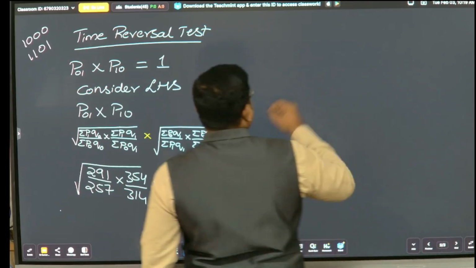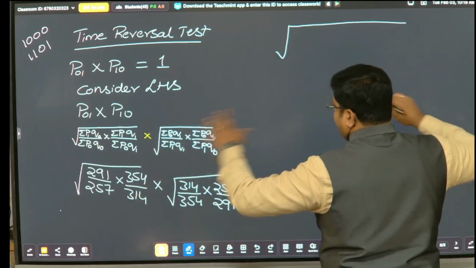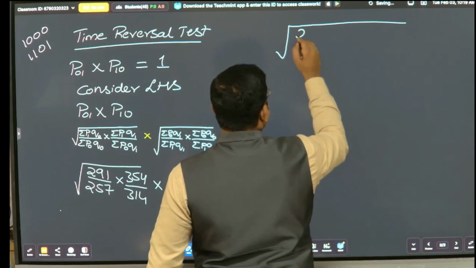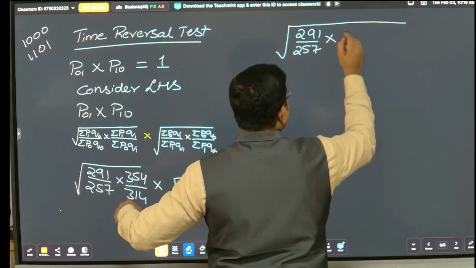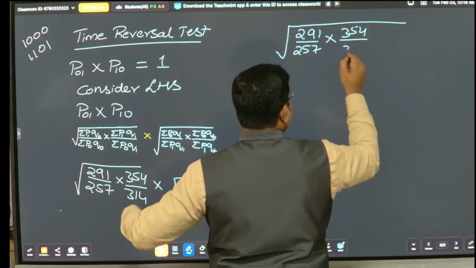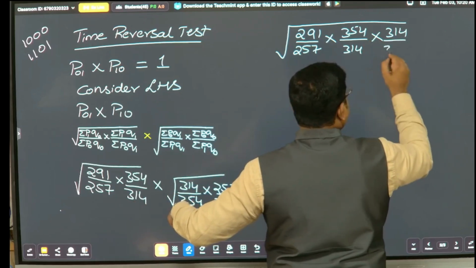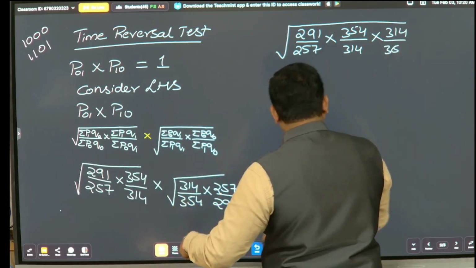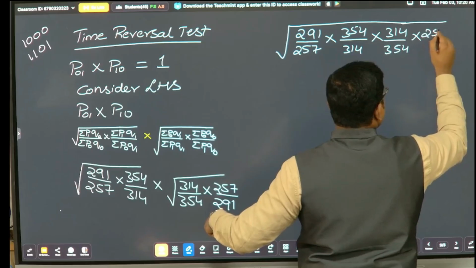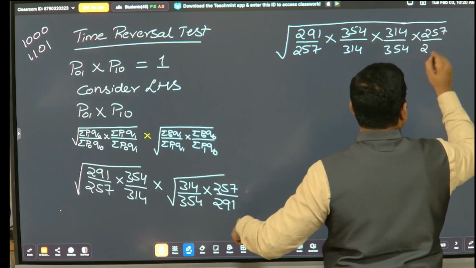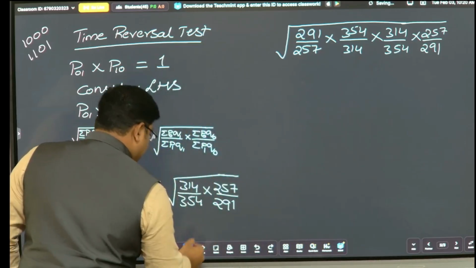So, next step, common square root, because there are two square roots with multiplication, I can take it out as a common square root. So what happens? 291, I am continuing this, 57 into 354 divided by 314 into 314 divided by 354, 354 into 257, then 291. Correct? Any doubt? Now, it gets cancelled actually.